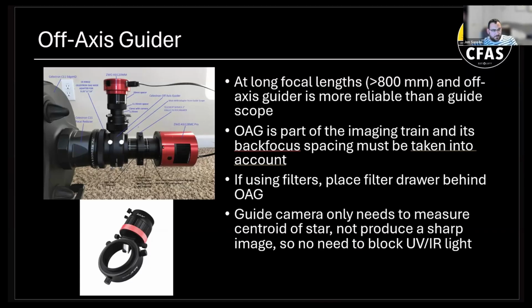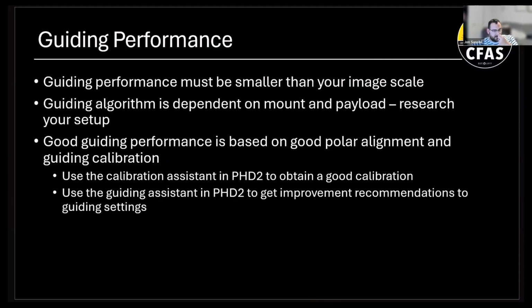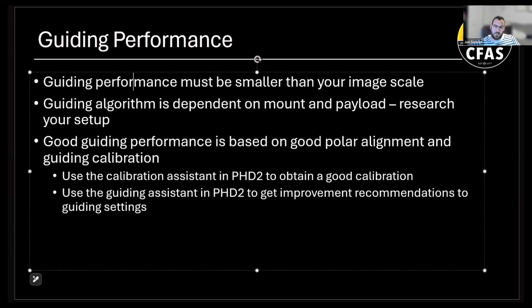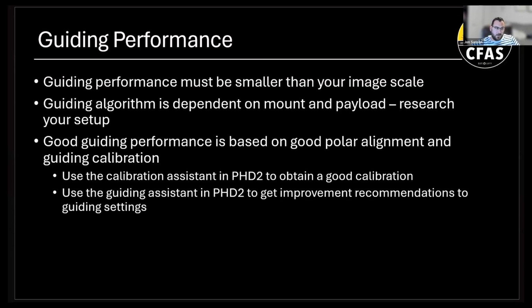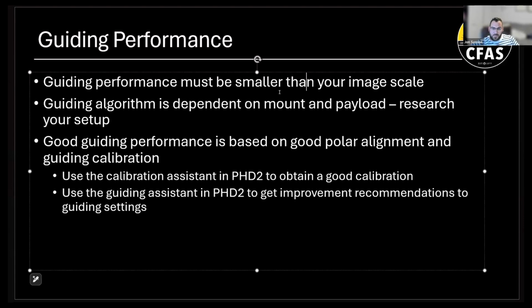All right, guiding performance, right? Because that, like I said, can be a pain. You want your guiding performance to be smaller than your image scale. So for something like my Red Cat 51, I'm not going to stress to get 0.5 arc seconds of guiding performance, because my image scale won't notice that. So don't fret over what RMS, or root mean square, value you're getting. It depends on your imaging scale.